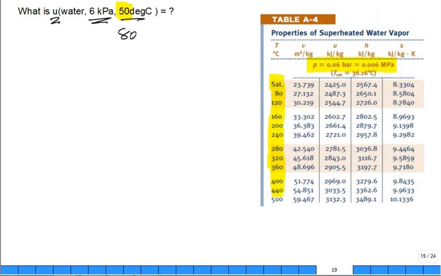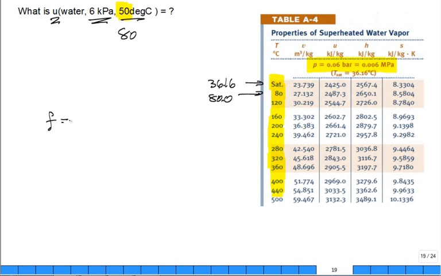At this point, I would encourage you to interpolate between 36.16 (my eyes are a little bad today) and 80. I need to do that interpolation between those two values to get this u value. And that u value, when I get it, had better be between the upper and lower limits of 2425.0 and 2487.3. So I encourage you to do that interpolation.